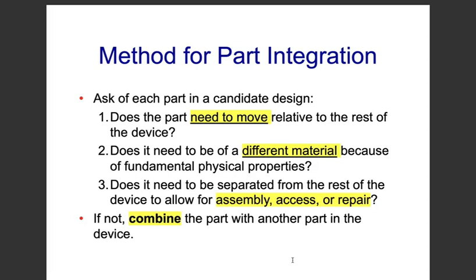Because if your product part needs to move, you have to remember that when it moves, you need time. If you need time, you need more cost, right? And number two, does it need to be of a different material or not, because of fundamental physical properties? I think it is for substitutions. If the material is difficult to find, then maybe you have to think about a different material.